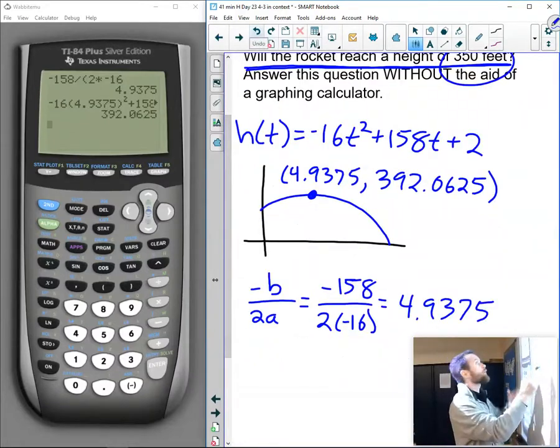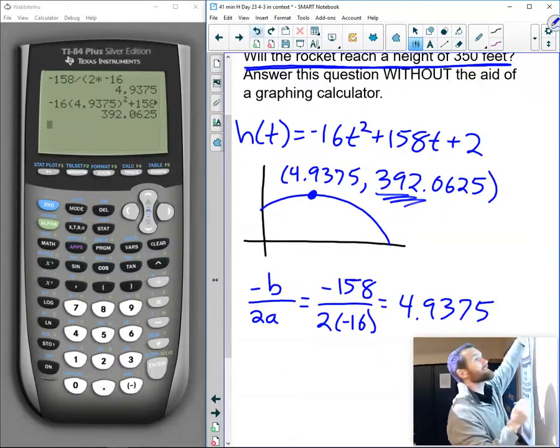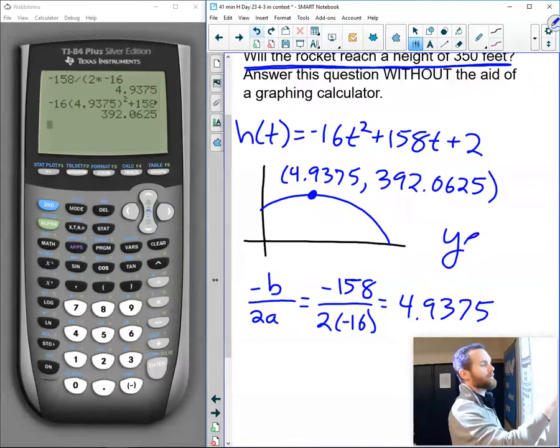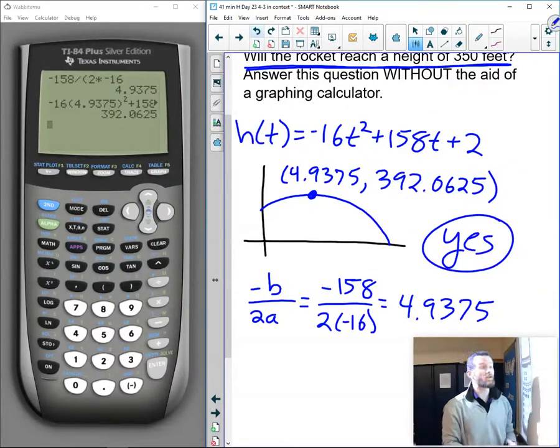And okay, if it's getting all the way to 392, then it's definitely going to get above 350, or it's going to hit 350 and then get above it. So the answer is yes, this rocket will reach a height of 350 and then even go past it. All right, so that's example 1.